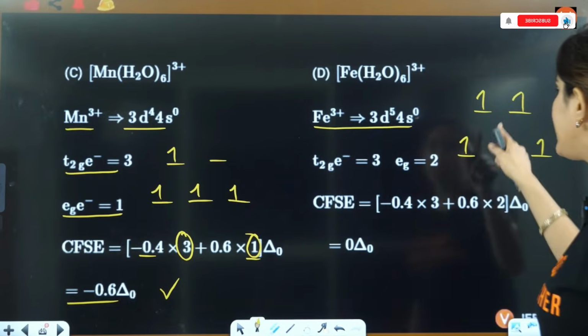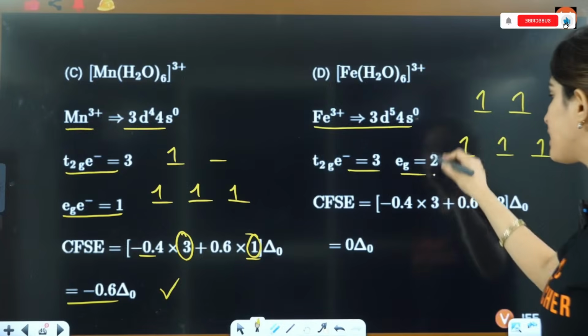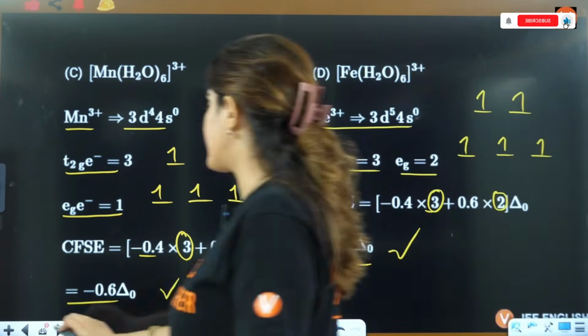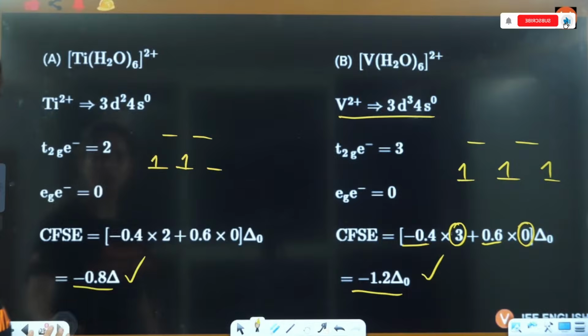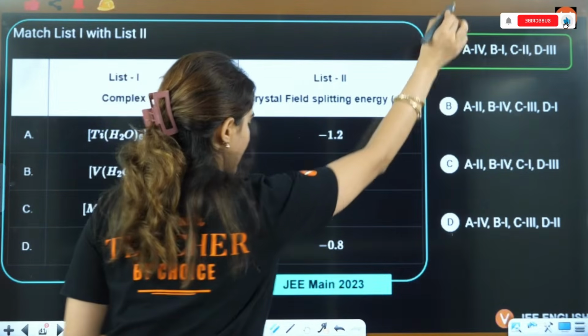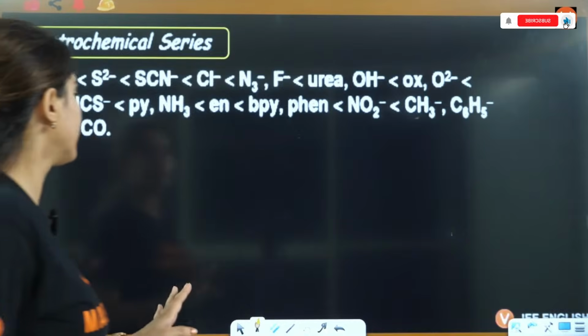So it will be T2G has 3, EG has 2, you will put the values here and you will get the answer, and they are asking you to match the following. You do that and you will get your answer as correct. A is the correct answer here.